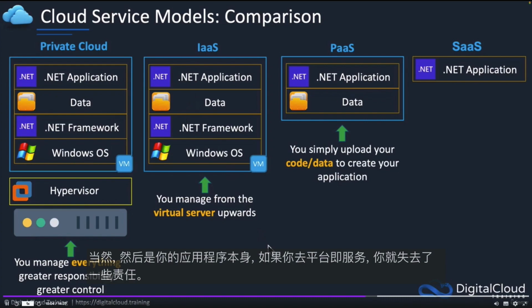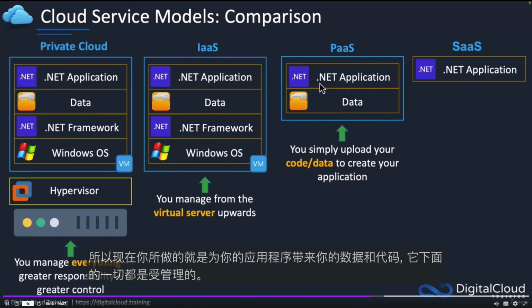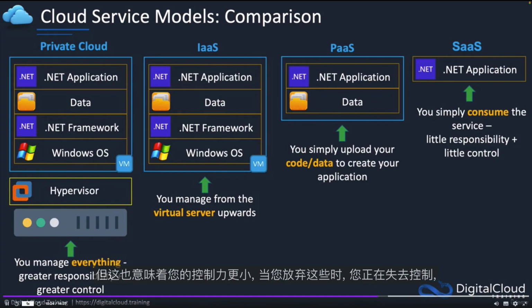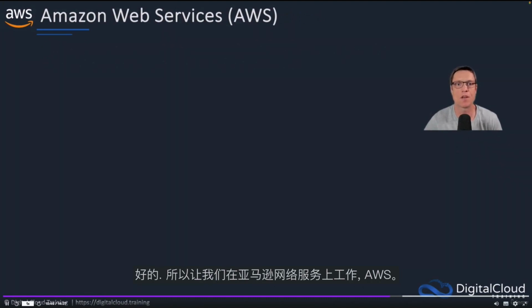If you go to platform as a service, you lose some of that responsibility. So you give it away, you outsource it to someone else. So now all you're doing is bringing your data and your code for your application. Everything underneath it is managed. And then lastly, of course, we have that SaaS service where you basically don't have much responsibility, but also it means you have less control. You're losing control as you give this away, moving from where you have that larger expense and larger complexity on the private cloud on the left-hand side through to a SaaS service on the right, where you no longer have to worry about a lot of stuff, but of course you have less scope to modify it or customize it to your own requirements.